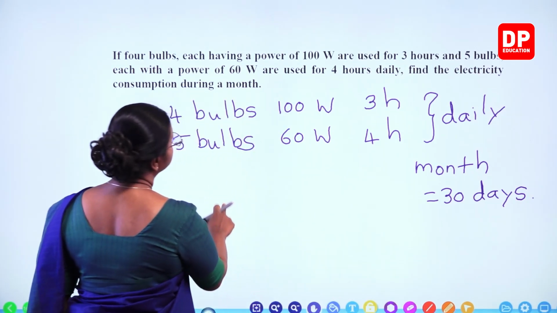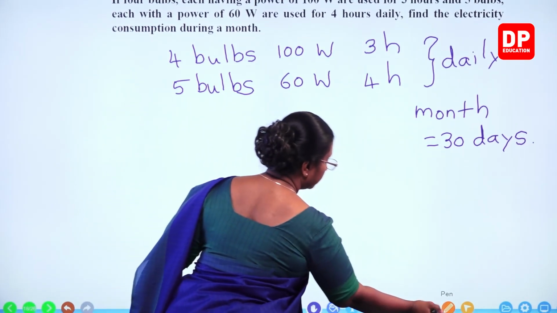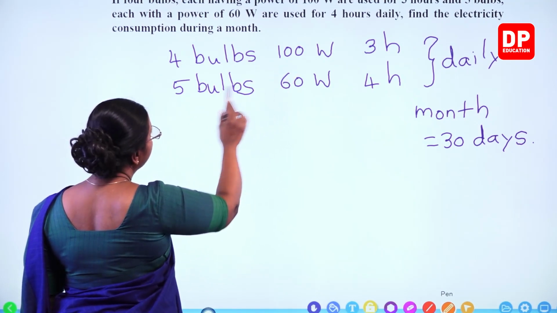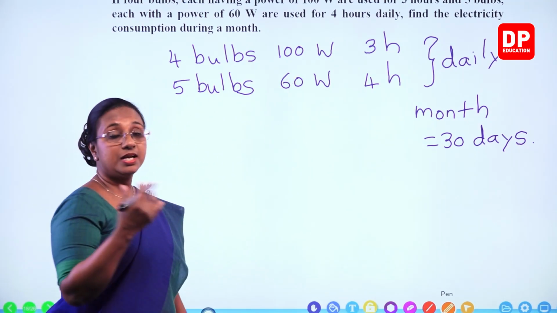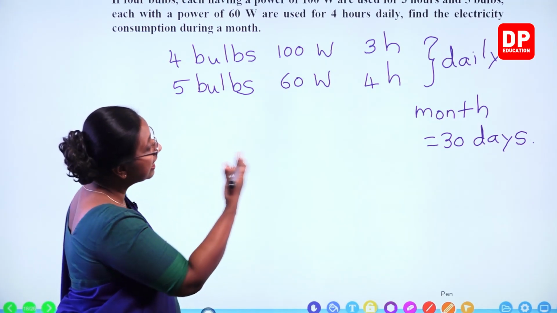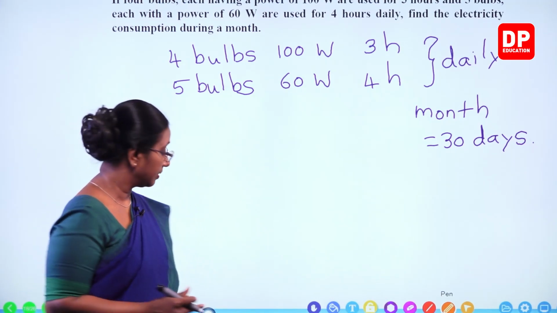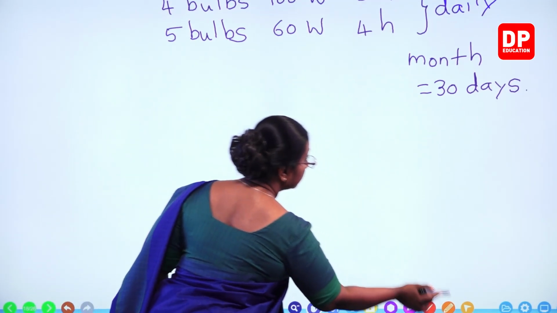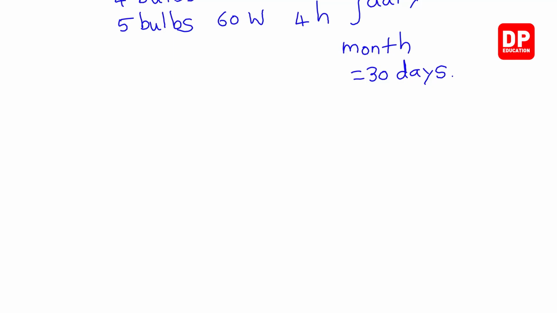So then, you need to calculate the power consumed by the 4 bulbs, then the 5 bulbs. Again, you can do them separately and add them together, and then you can multiply for a month. So here, if we calculate the energy consumption for the 4 100 watt bulbs.